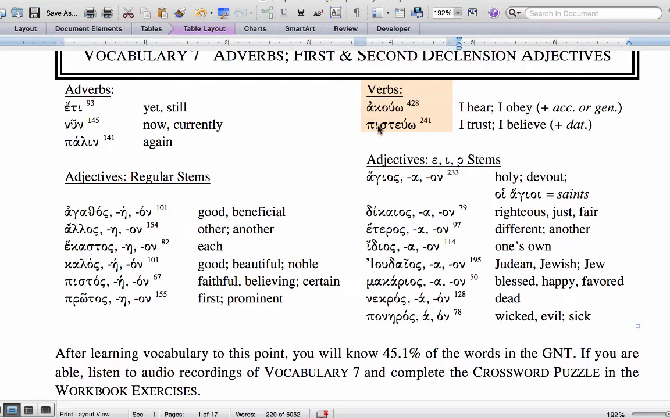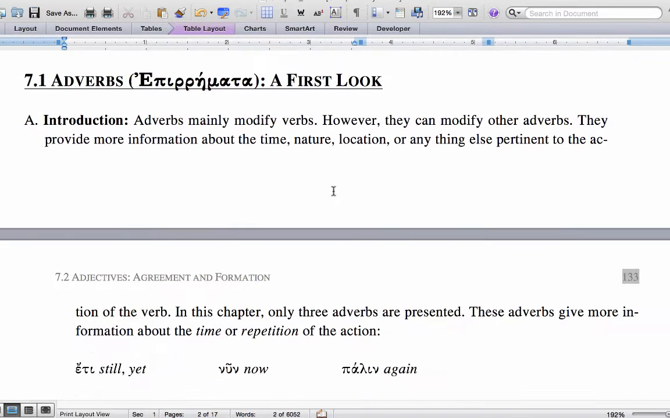Then we have two verbs, akouo and pisteuo, which are I hear and I believe or obey. This verb can take the accusative or genitive for the direct object, and pisteuo can take the dative case or be used with the preposition construction with eis. Well, let's look at adverbs.